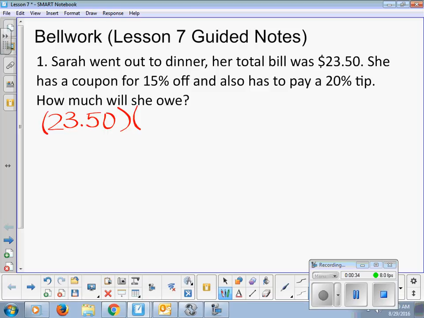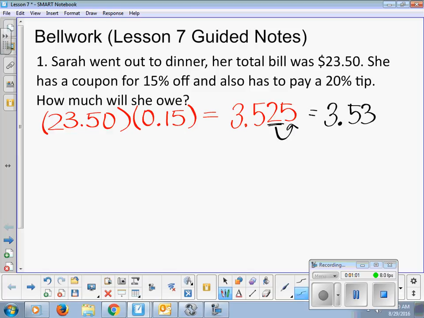How do we write 15% as a decimal? 0.15. When you multiply these two values together, what do you get? So we get 3.525. When we're dealing with money, we want to round to the nearest hundredth, and this is going to round to $3.53. Do we add or subtract that from our total? Subtract. I thought you only round the total. You can wait till the end, that's fine.